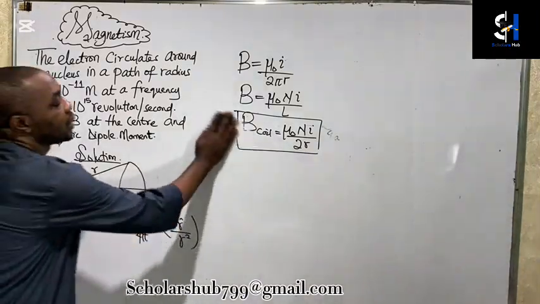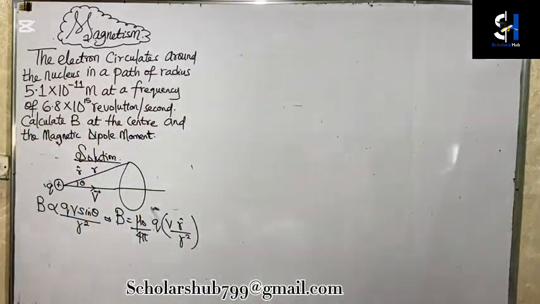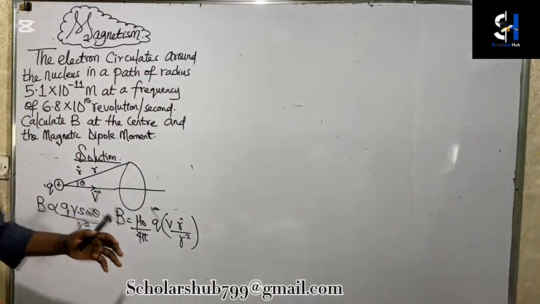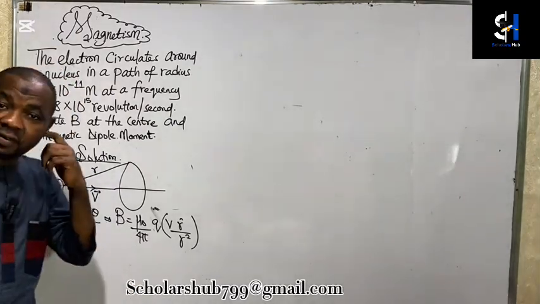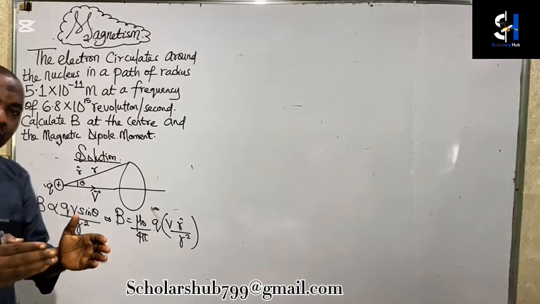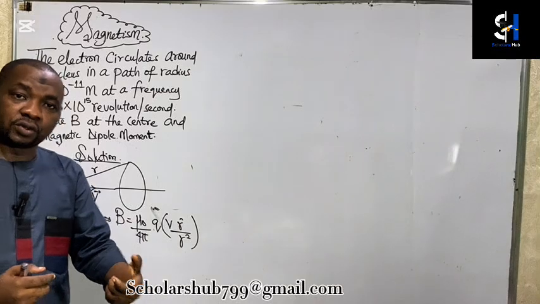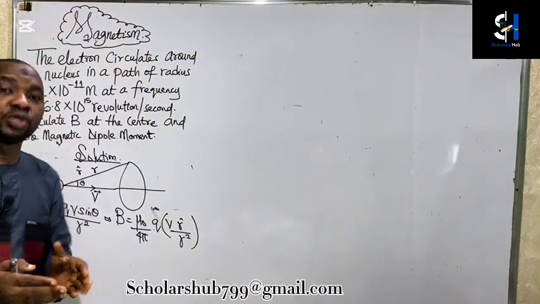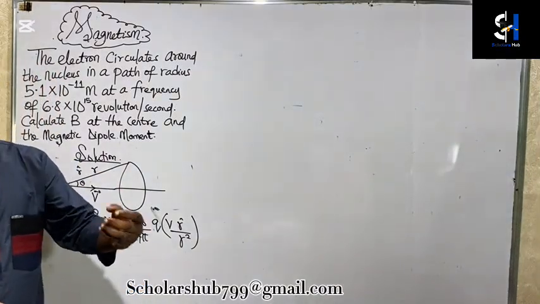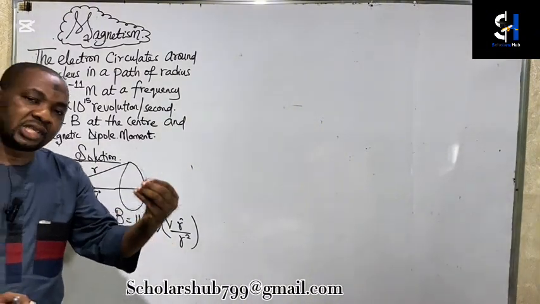Now talking about the circular coil, according to the Biot and Savart law, the Biot and Savart law is that law that talks about the formulation of a mathematical equation for finding the magnitude of the magnetic field due to a single current element.